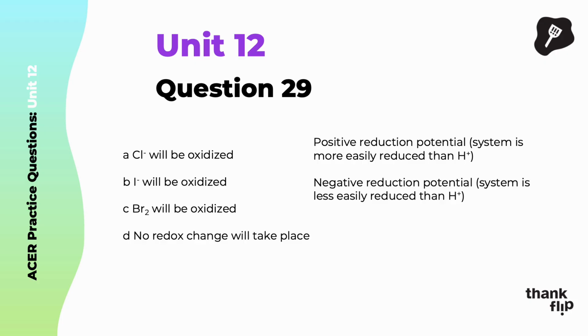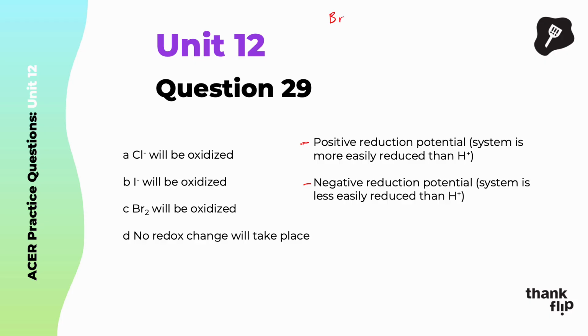So Unit 12 has given us a table of reduction potentials, as well as what it means. A positive reduction potential means that the system is more easily reduced than hydrogen, and a negative reduction potential means that the system is less easily reduced than hydrogen. And if we have any two redox reactions that are combining, then whichever half reaction has the more positive reduction potential, that's the one that will end up being reduced. The other one will end up being oxidized.